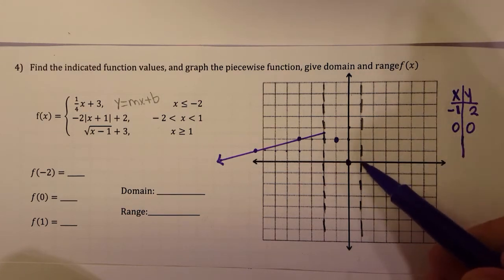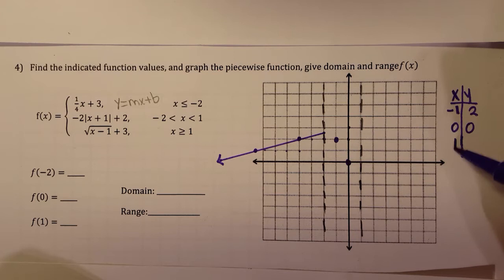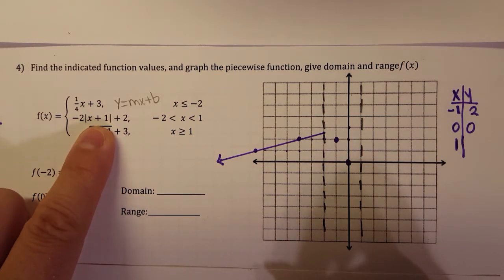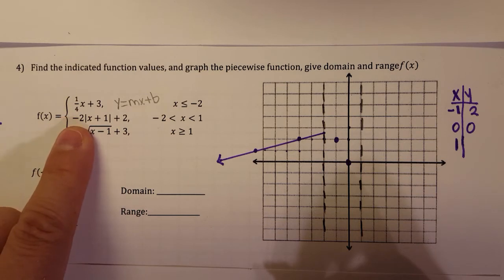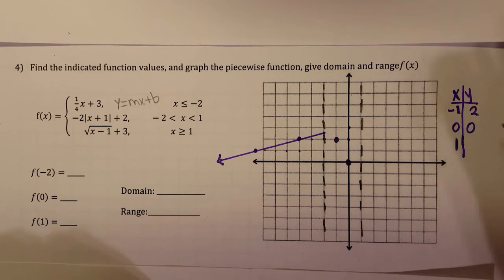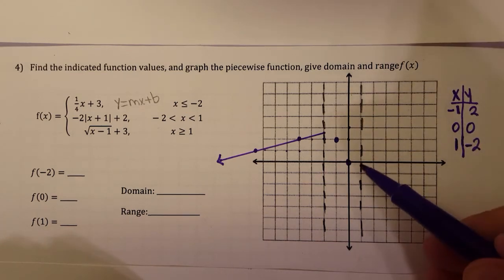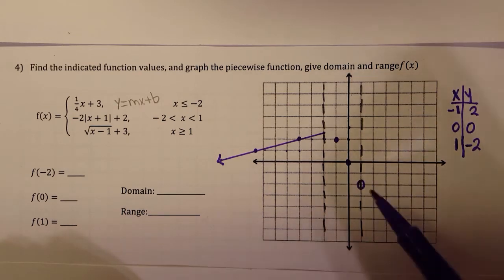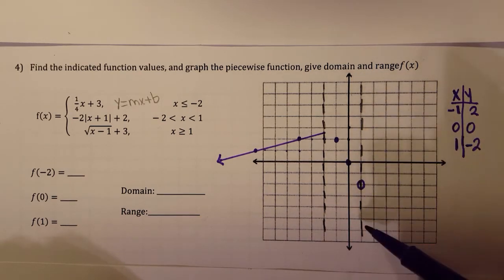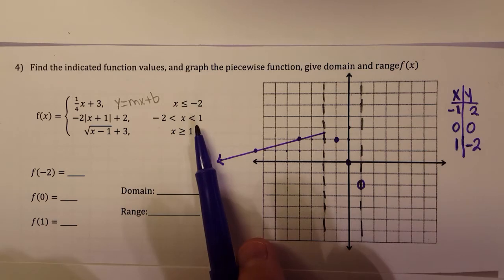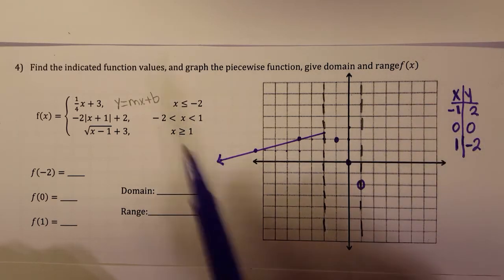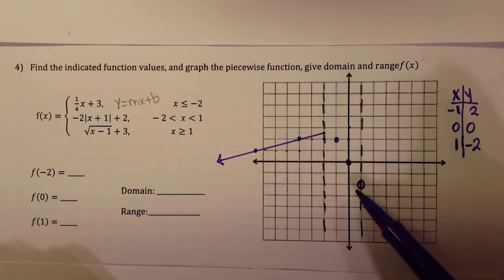Another point that we could pick, let's pick +1. 1 plus 1 is 2. Absolute value of 2 is still 2. Times -2, that's -4. Plus 2, I'm at -2. So at 1 and -2, this is an open bubble because it lands right on our dotted line. And remember, if it lands on this, for this particular interval, there's no equal sign. So therefore, it's not going to be included.